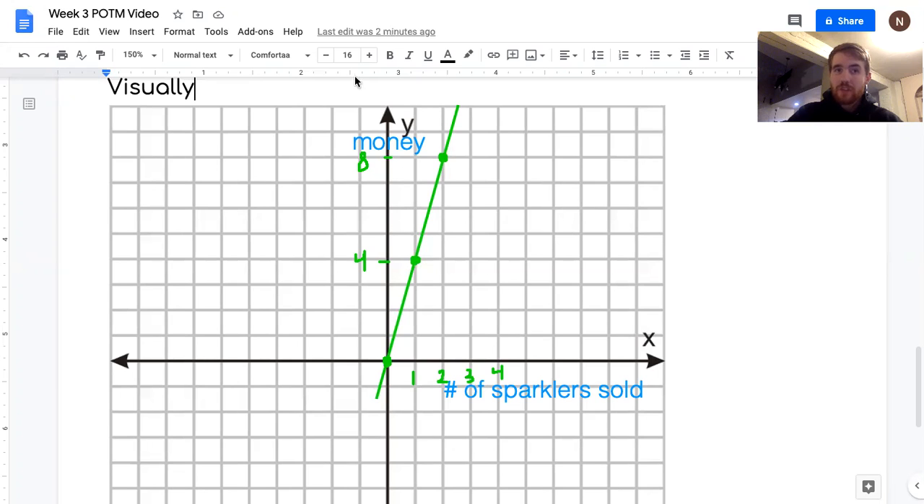You could write an equation for this line. This line would be y equals 4x. Now we want to also graph our expenses. We'll do this in red.